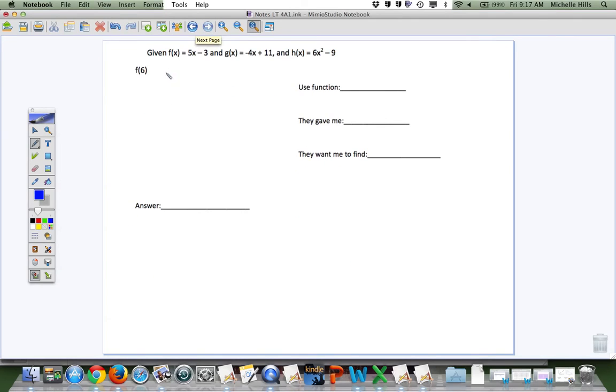And then the last one, use function f. They gave me the thing inside the parentheses, which is x, so they want me to find y. So they gave me x. So 5 times 6 minus 3 is 30 minus 3. So they asked me to find f of 6. F of 6 equals 27.